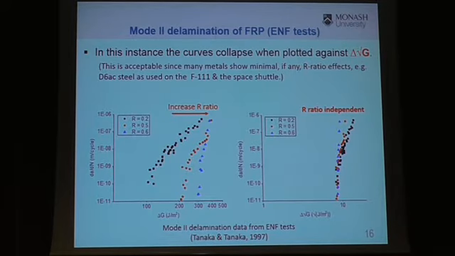Now that's the mode 2 test. We can see that all the tests with different R ratio collapsed for most of the time, but we believe it's acceptable as there are still many other materials that are little R ratio dependent. But compare this with the plot against the delta G, which shows the incorrect material dependencies.